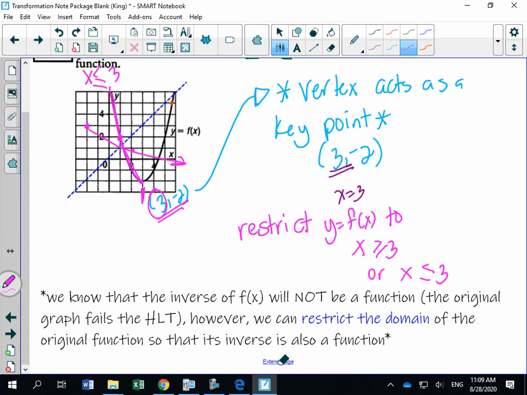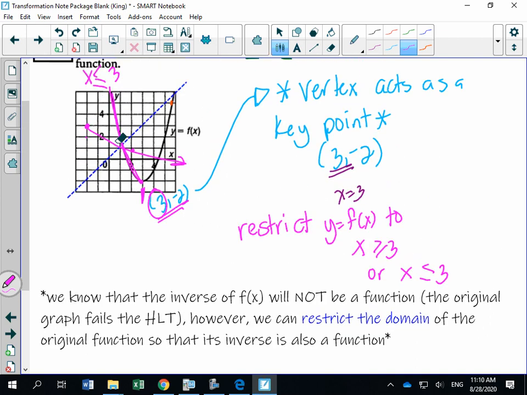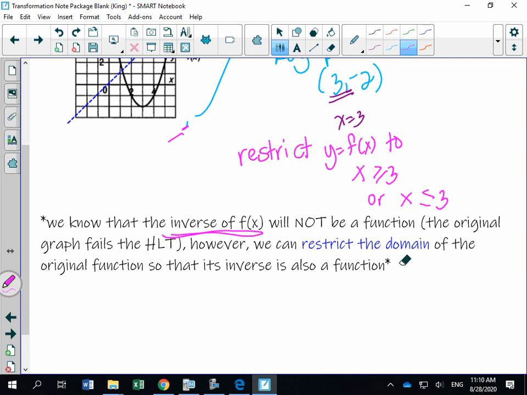I don't know if you have this, but if you don't, please write this down. It says we know that the inverse of f of x will not be a function, right? The inverse of f of x will not be a function because that original graph failed the horizontal line test, right? So the original graph was a parabola. It fails a horizontal line test, so the inverse of it was not going to be a function. However, what we could do is restrict the domain of the original function. So restrict the domain of y is equal to f of x. And if you do that, then the inverse will be a function.